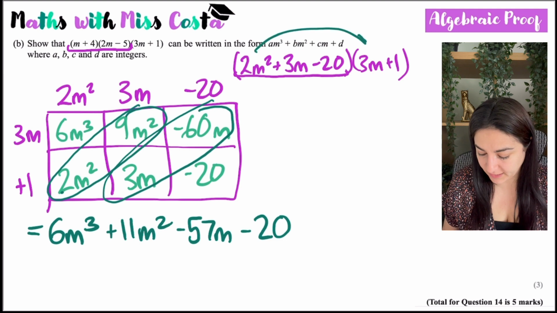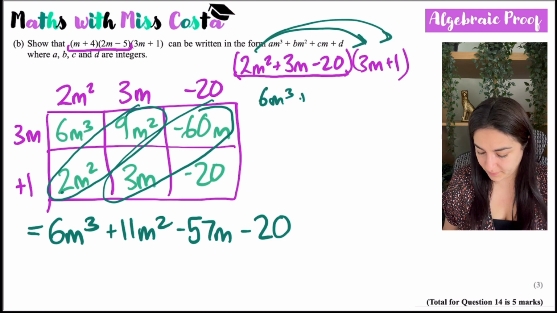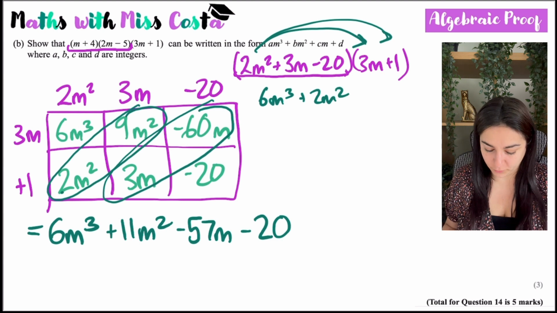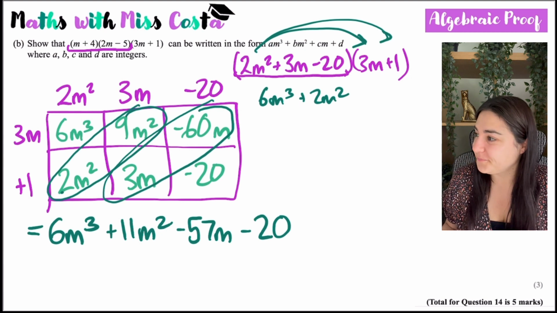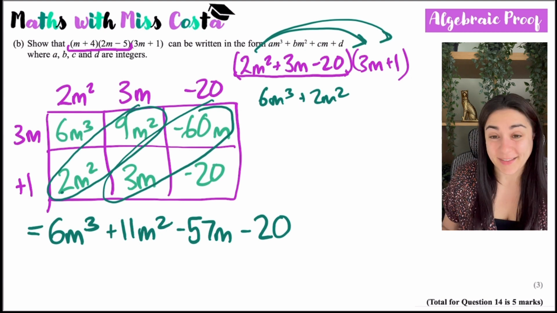If you did it this way, you just would have shown it by doing this. So 6m cubed plus 2m squared and so forth. But as you can see, when you do it in the grid, you can just simplify it a lot easier and quicker. So that's that.